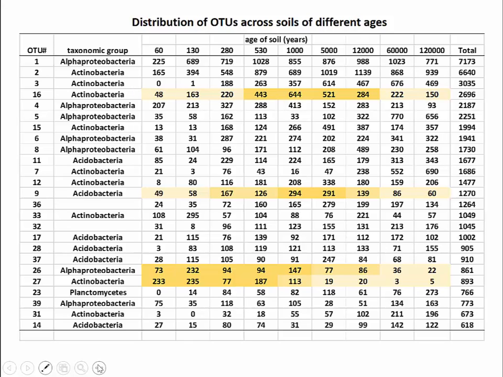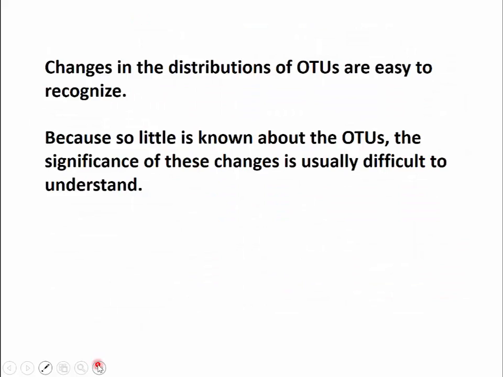So the question is, does this really mean anything? What can we say about this? It's easy to look at these changes in distributions of the OTUs, but really there's so little known about them that the significance of these changes is really difficult to understand. But, in large part because of the metadata we had collected with these samples, we could conclude that the populations were changing probably in response to changes in the soil chemistry and pH and nutrients, and they probably weren't well correlated to the changes in plants at this particular site.